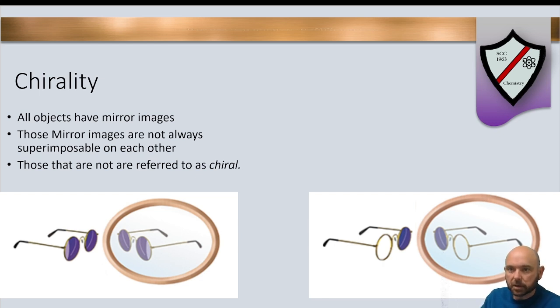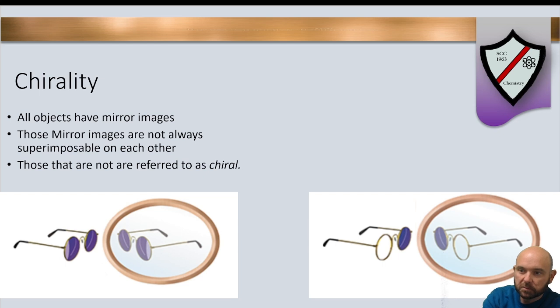All objects have mirror images. You can take any material object and put it in front of a mirror and you will see its mirror image. Where chirality comes in is whether or not those mirror images are superimposable on each other. You've got some examples here with a pair of tinted glasses put in a mirror. If both of the lenses are in the glasses, the mirror images would be considered superimposable upon one another. You could take the pair of glasses that is not in the mirror and orient them so that they look exactly like the pair of glasses that is in the mirror.